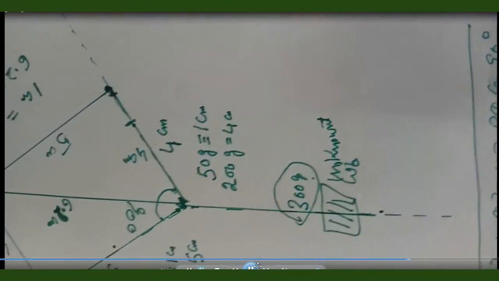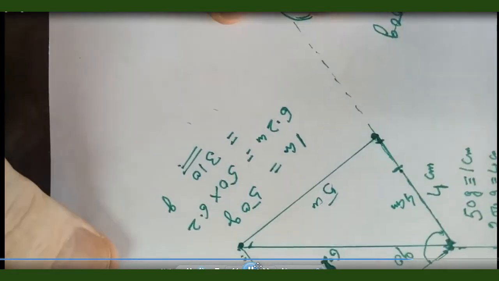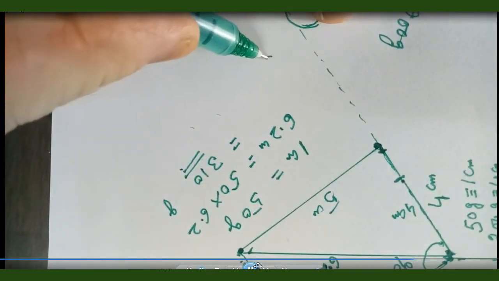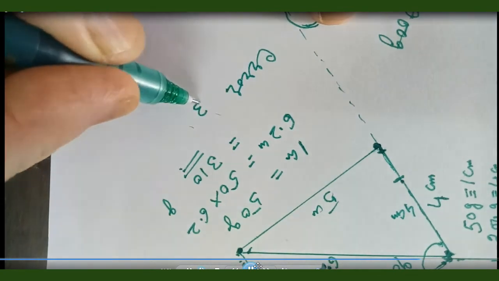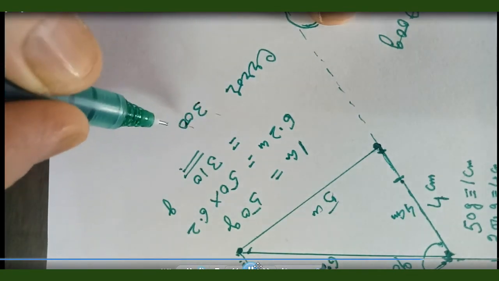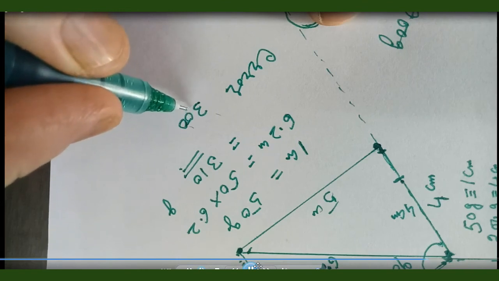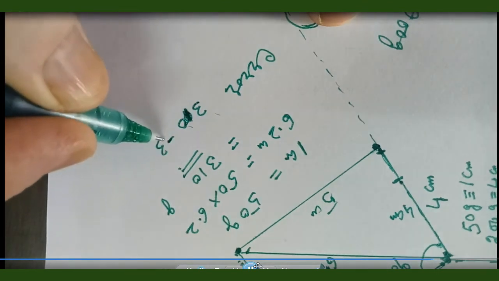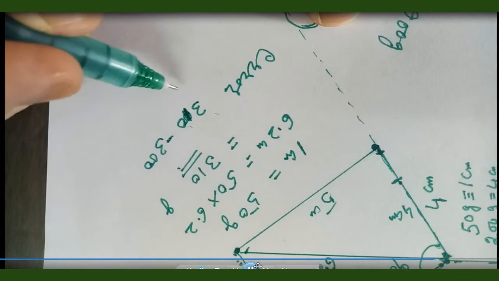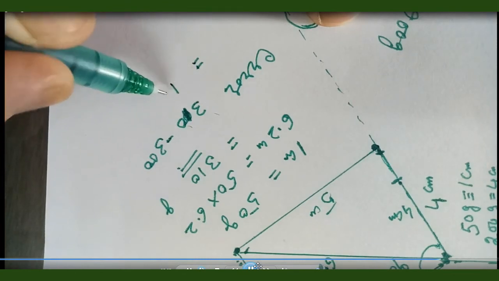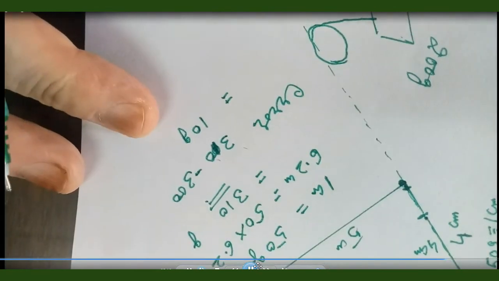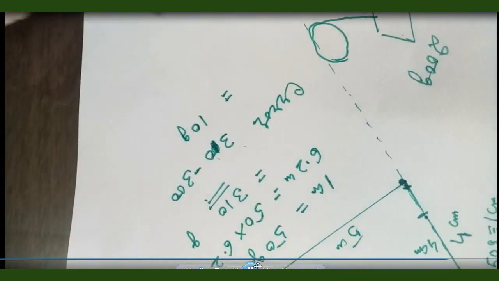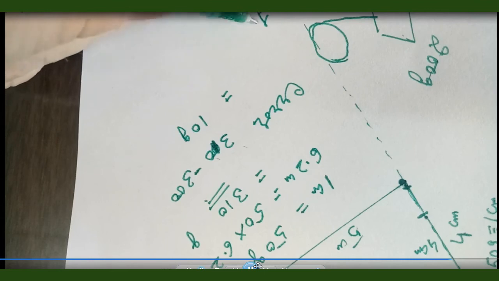So there is a small error. The error is because when we did the experiment, we used the meter scale for marking the thread positions. We should use the mirror strip. So what is the error? The error is 10 gram. For 300 gram, the error is 10.